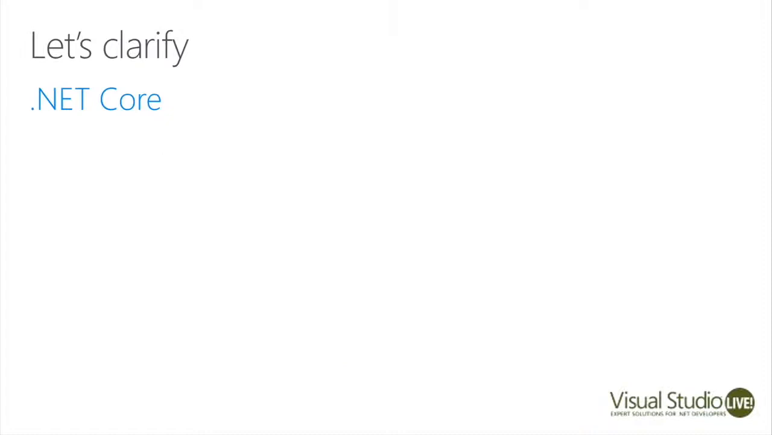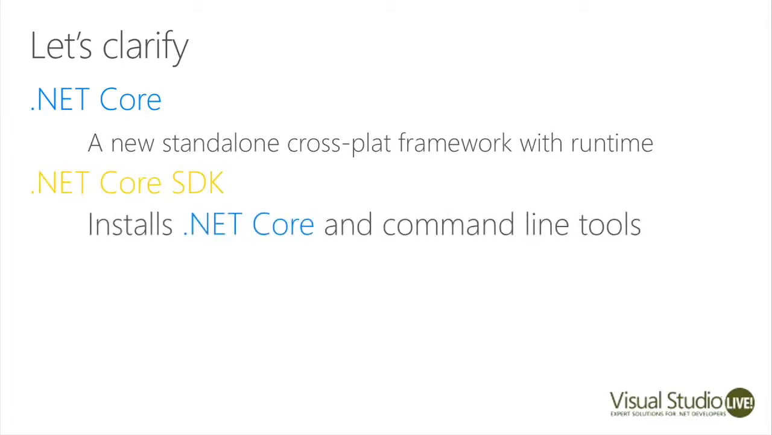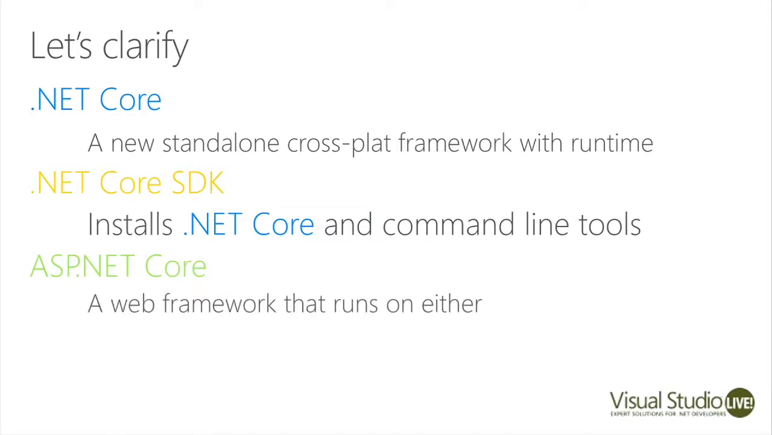Compilers. OK, so here's a couple terms let's clarify. .NET Core: standalone cross-platform framework with a runtime. .NET Core SDK installs the above item, .NET Core, that runtime, and the command line tools to work with it. What's ASP.NET Core? That's a web framework. It's a separate freestanding web framework that can run on either .NET Core or the full .NET Framework, which are two .NET platforms.